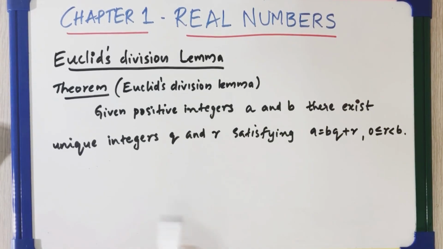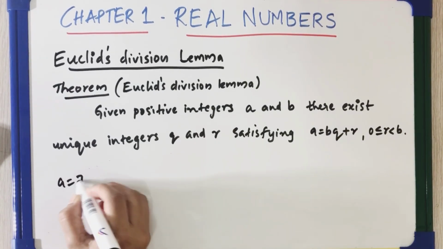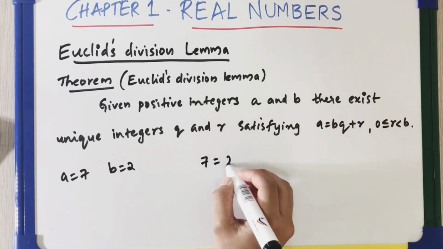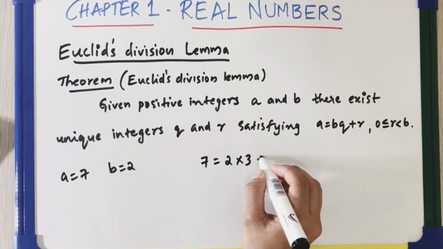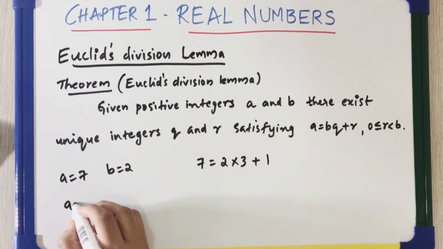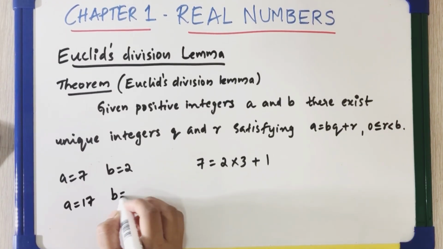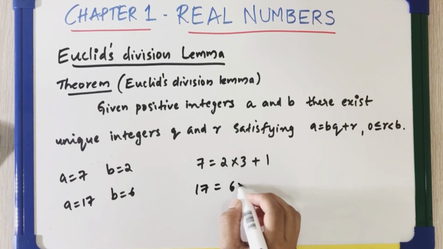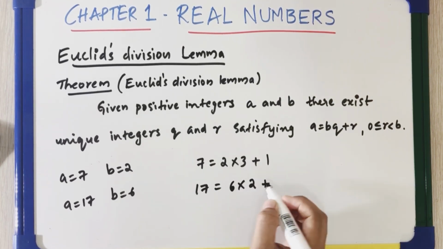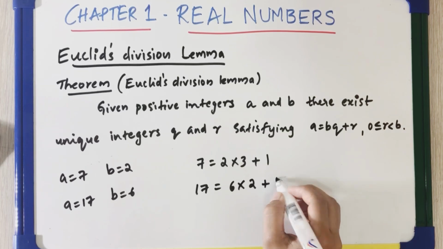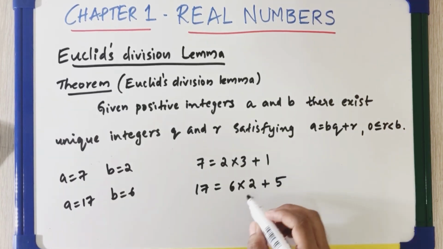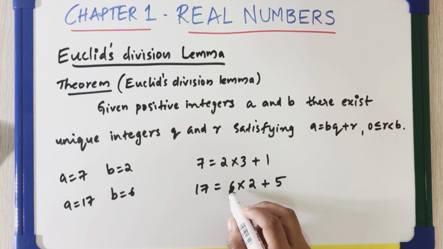We can see examples. Take a = 7, b = 2. We can write 7 = 2 × 3 + 1. Or take a = 17, b = 6. Then it becomes 17 = 6 × 2 + 5. Here the remainder r is 5 and the quotient is 2. r is less than 6.